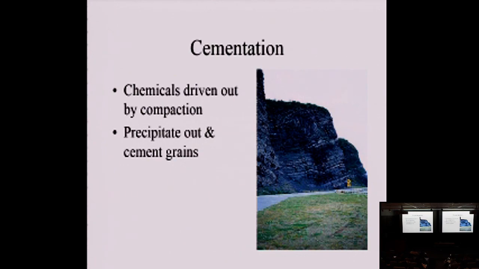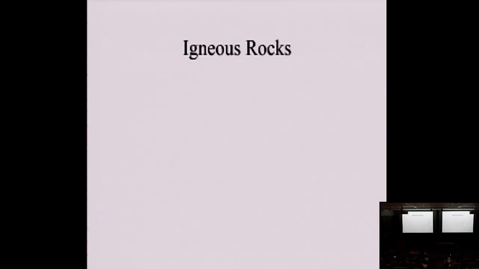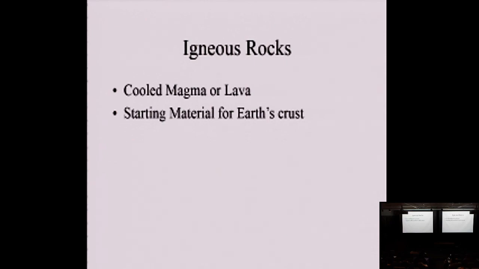Igneous rocks, I'm not going to say very much about, for the reason that we're going to spend a whole day on them when we talk about volcanoes. So igneous rocks, for now, just know that they're cooled magma or lava, and as they were liquid that then turned into solid or a mineral, they're the starting material for all of Earth's rocks.